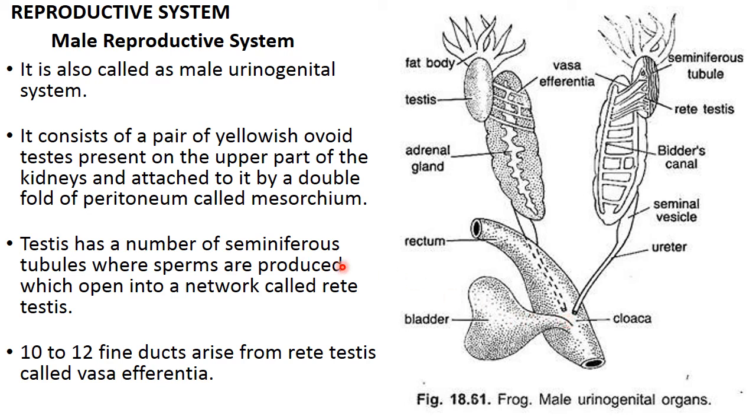So coming back to the text, we said that the male reproductive system is also called as urinogenital system. It consists of a pair of yellowish ovoid testes present on the upper part of the kidneys and are attached to it by a double fold of the peritoneum called as mesorchium. Testes has a number of seminiferous tubules where sperms are produced, which opens into a network called as rete testis. Now from there 10 to 12 ducts will arise, and these are called as vasa efferentia.